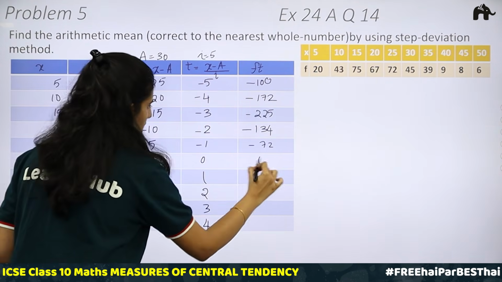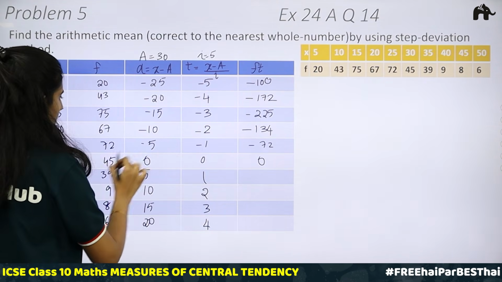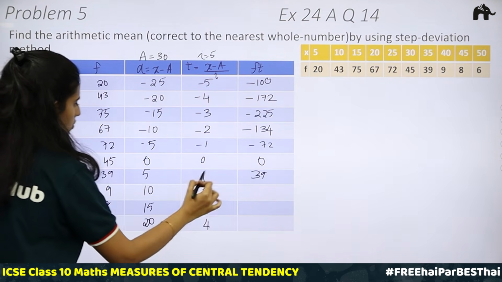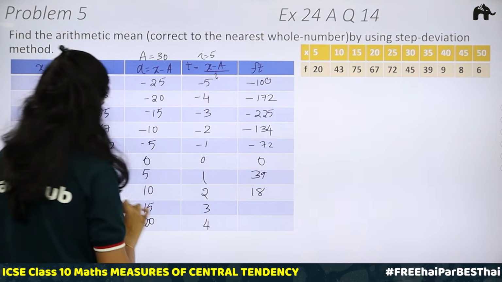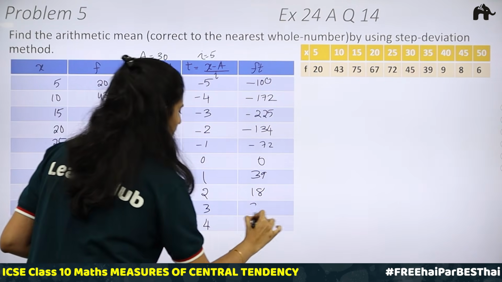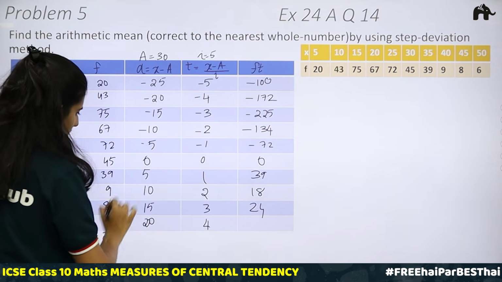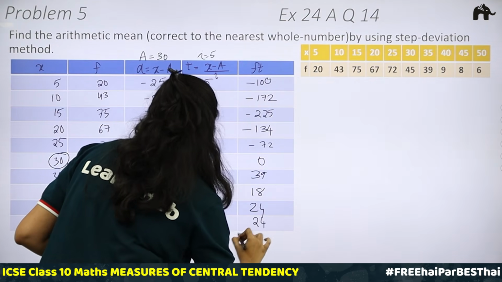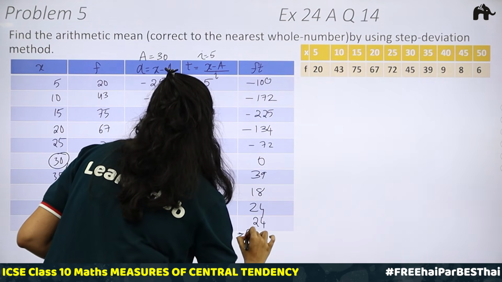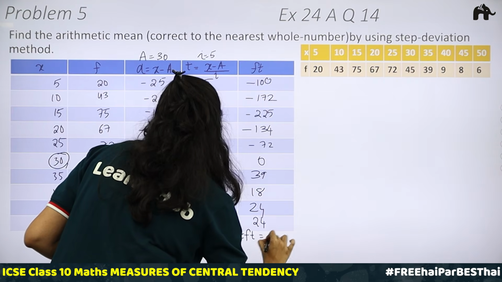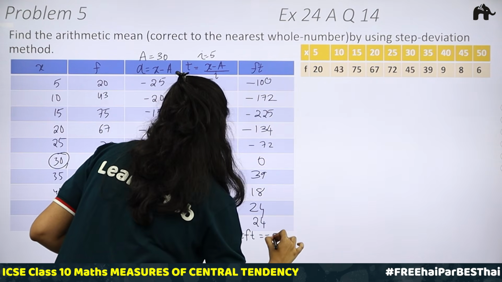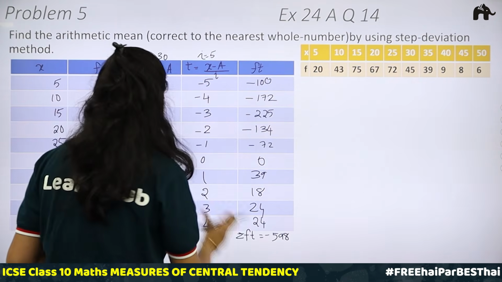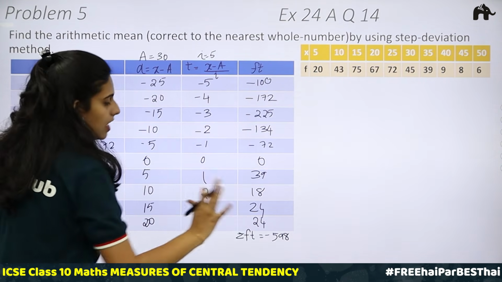45 into 0 is 0. 39 into 1, 39. 9 into 2, 18. 8 into 3, 24. Again, 6 into 4 is 24. So, next taking the sum of all these, sigma ft is equal to, when you add, you will be getting minus 598. So, we got sigma f and sigma ft.